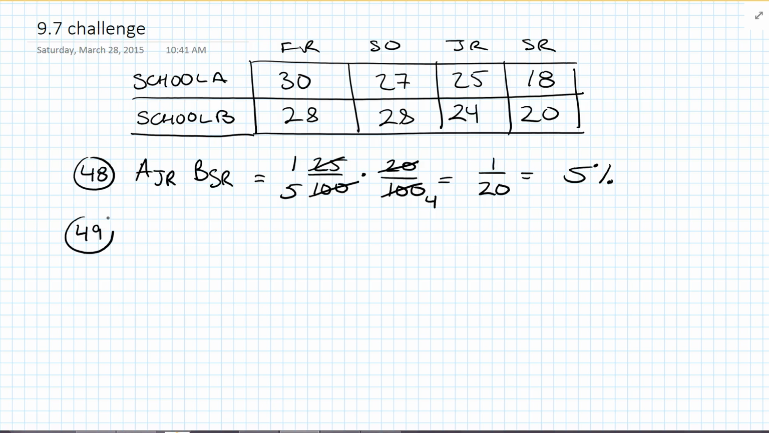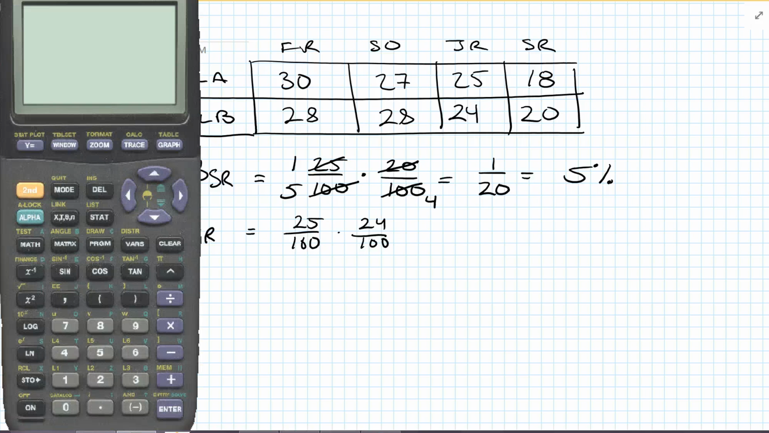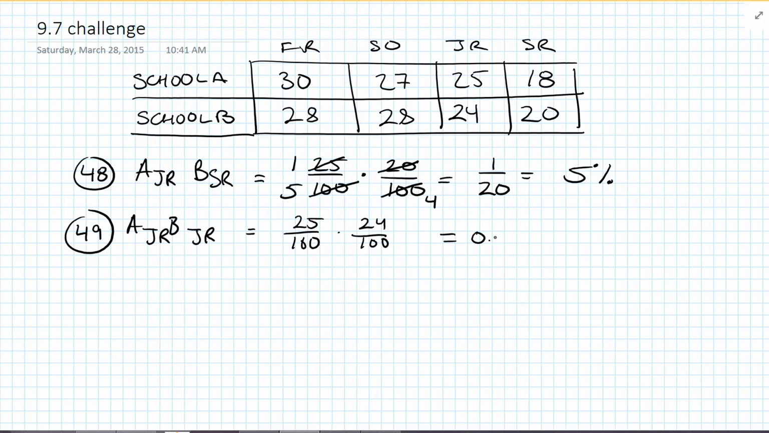Okay, 49. 2 juniors. So a junior from A and a junior from B. So 25 over 100 times 24 over 100. Or if you just want to save yourself some time, you can just get on a calculator and multiply decimals. 0.25 times 0.24 equals 0.06, which would be 6%. So there's a 6% chance you grab 2 juniors. There's a 5% chance you grab an A junior and a B senior.